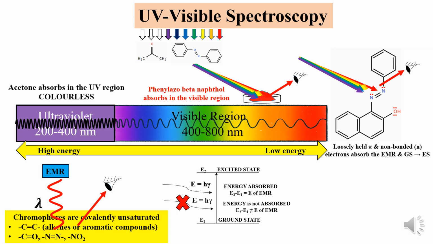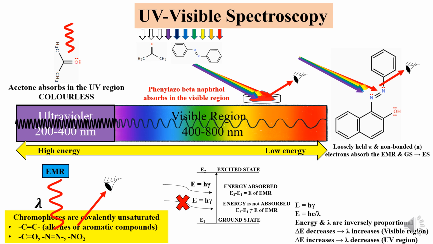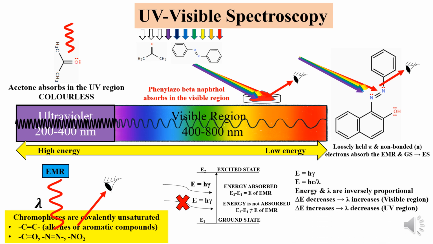Now acetone is a carbonyl compound. It absorbs in the UV region and hence it is colorless. And when the radiation strikes the chromophore present in the acetone molecule, the chromophore in the case of acetone is the carbonyl group. When it interacts with the incoming radiation, it brings about electronic transitions of the pi electron as well as the non-bonding electrons present on the oxygen atom. So acetone is colorless because it absorbs in the UV region, while phenylisobutadiene is highly colored because it absorbs in the visible region.